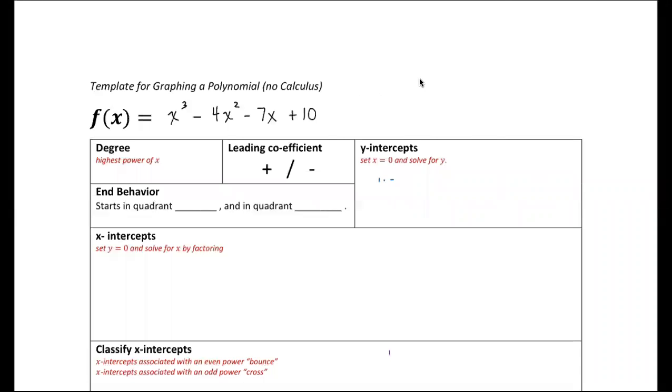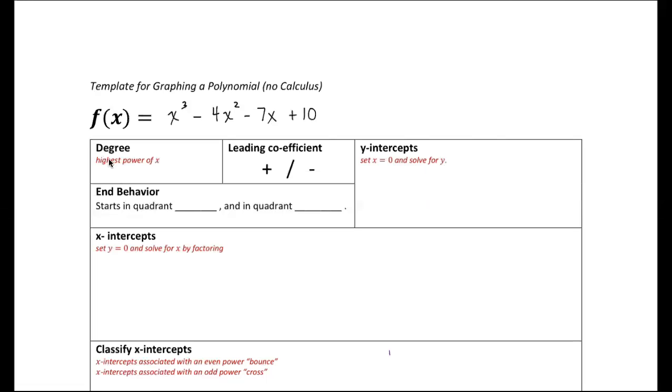Okay, so for this problem, we're going to go through and graph f of x is equal to x to the 3 minus 4x squared minus 7x plus 10. This is a polynomial, so I'm going to use my template for graphing a polynomial. I'm going to post this template for you so that you have access to it, but it's a nice methodical way of going through and making sure you have all the pieces you need to get the most accurate graph that you can.